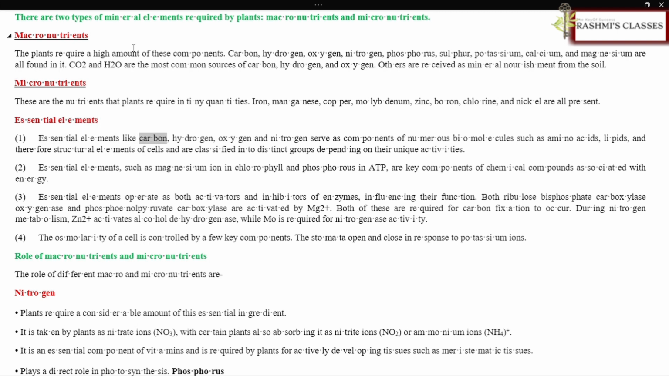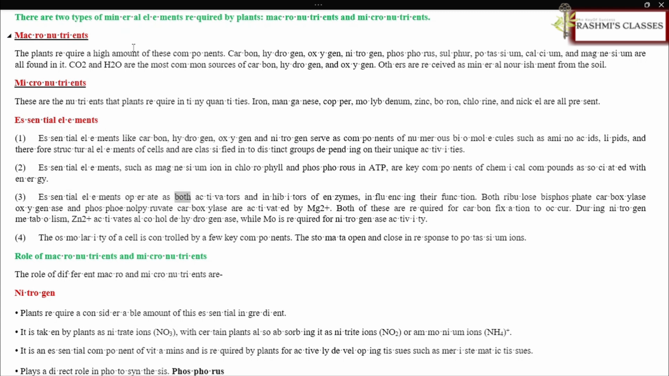Essential elements like carbon, hydrogen, oxygen, and nitrogen serve as components of numerous biomolecules such as amino acids, lipids, and therefore structural elements of cells, and are classified into distinct groups depending on their unique activities. Essential elements, such as magnesium ion in chlorophyll and phosphorus in ADP, are key components of chemical compounds associated with energy.